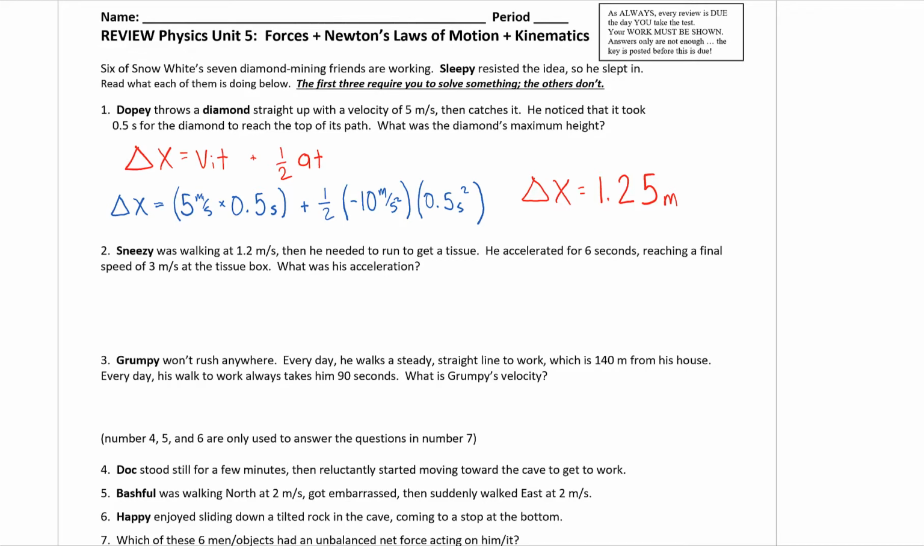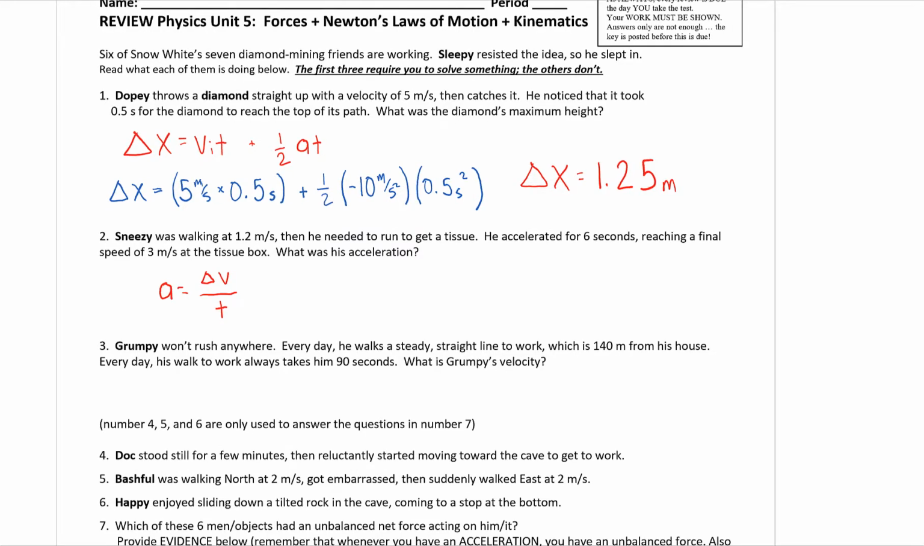Number 2, Sneezy was walking at 1.2 meters per second, then he needed to run to get a tissue. He accelerated for 6 seconds, reaching a final speed of 3 meters per second at the tissue box. What was his acceleration? So this question relies on the definition of acceleration, which is the change in velocity over time. And in order to figure out the change in velocity, we need to know the difference between the final velocity, which is right here, 3, and the initial velocity, which is 1.2. So we take the difference in that over the time, which is 6 seconds.